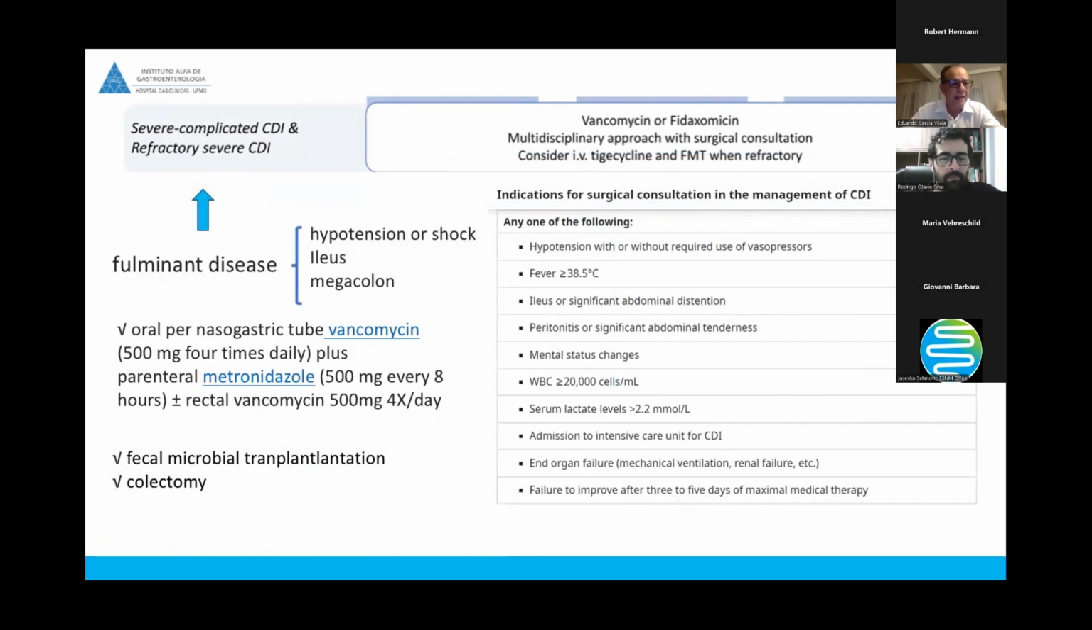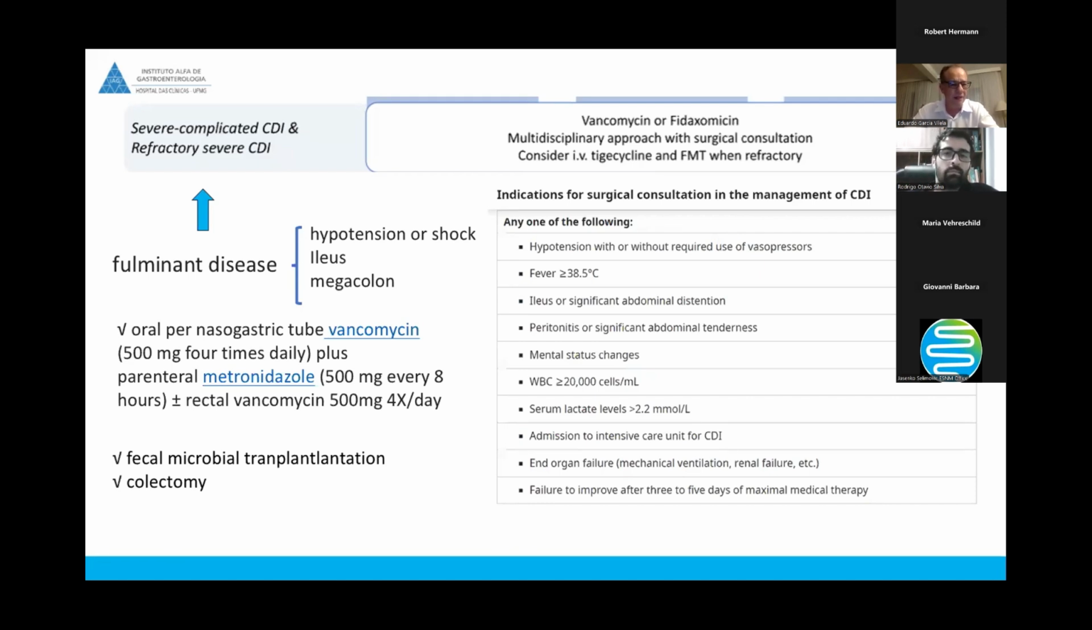Now we treat. We know that severe, complicated, or refractory severe CDI, the terminology is fulminant disease, can present with hypotension or shock, ileus, or megacolon. In this case, you can treat with vancomycin at doses 4 times greater, 500 milligrams 4 times a day, plus parenteral metronidazole, and you can add rectal vancomycin too at the same dose that we use by nasogastric tube.